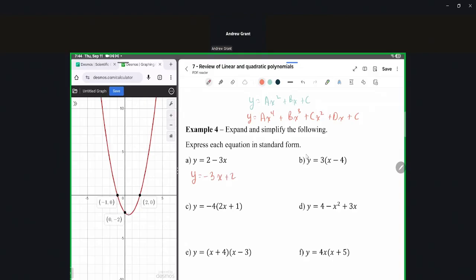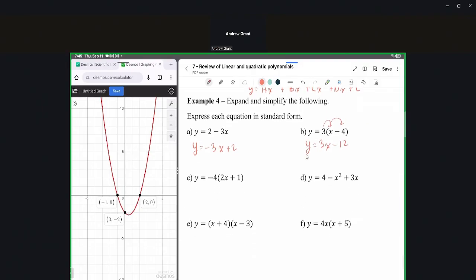Okay, so be it. For letter B, we have y is equal to 3 multiplied by the quantity x minus 4. So we just want to take this 3 and multiply it onto both terms inside the bracket. So 3 times x is going to be 3x. 3 times negative 4 is going to be negative 12. Okay, sounds good so far.